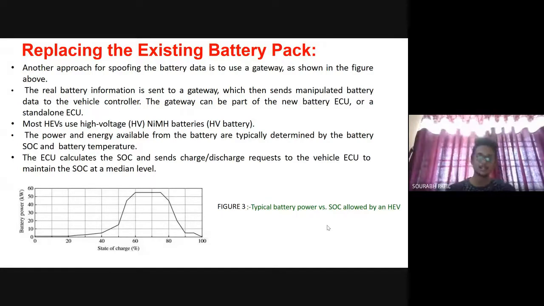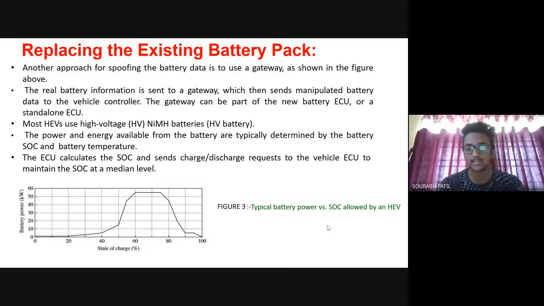To understand this, let us consider an example. In a PHEV, if the target SOC is 60% and the SOC falls below 40%, then the battery electronic unit sends a request to the vehicle ECU. Then the vehicle ECU sends a signal to the engine in order to increase the power of the engine to charge the battery.